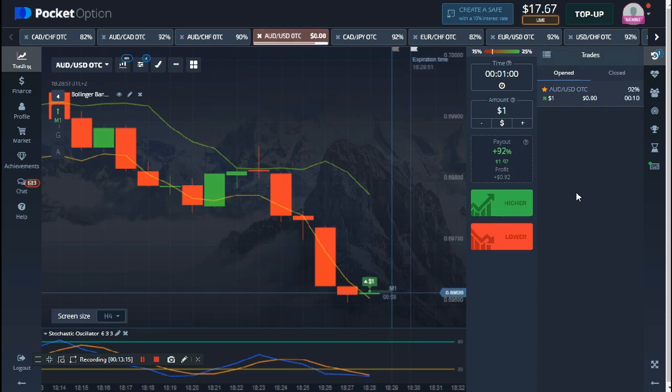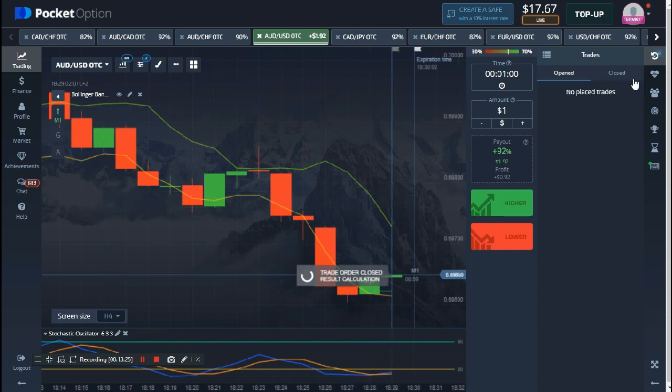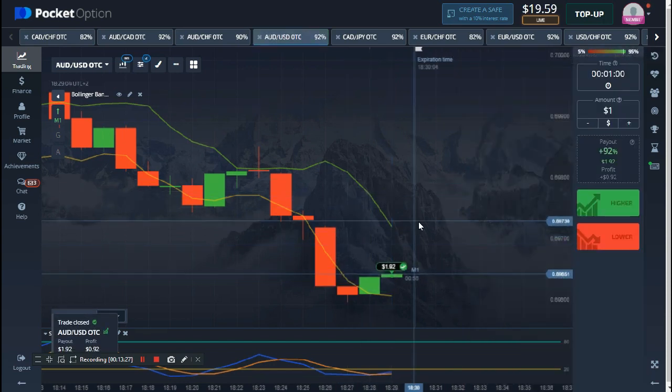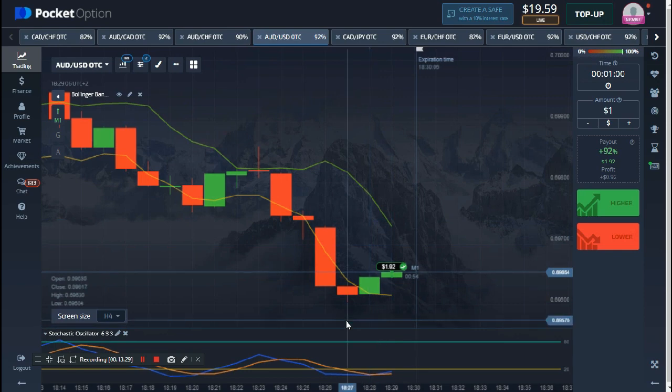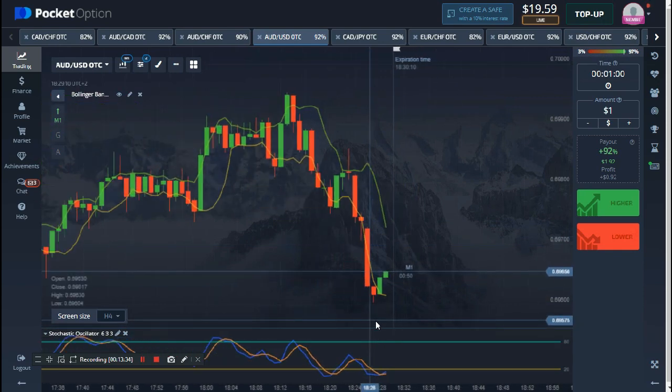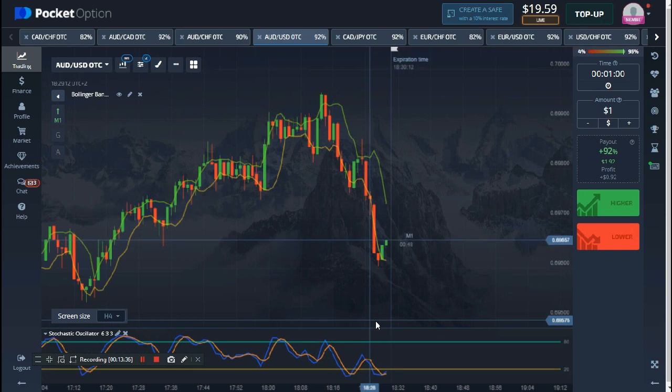So let's see the result. Okay, guys, we win here for 1M. This is the trick. It's a simple trick, and it's giving you some wins. Don't go for over trading. Okay, guys, don't go for over trading.